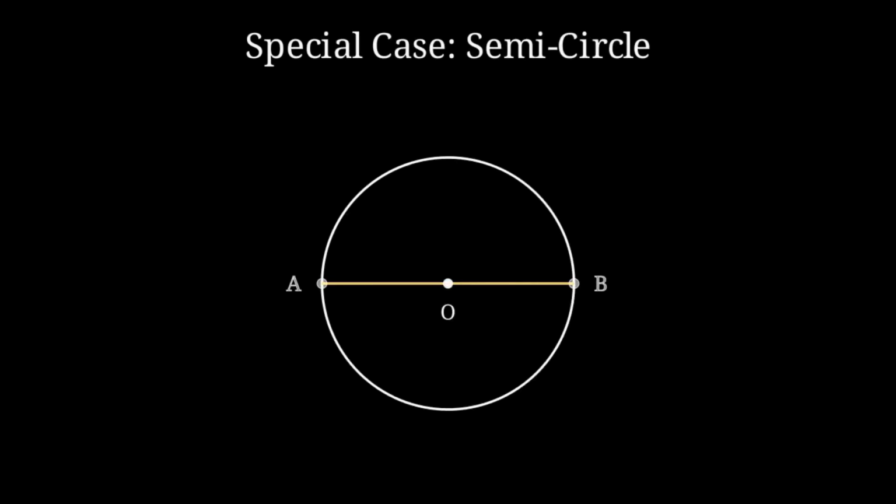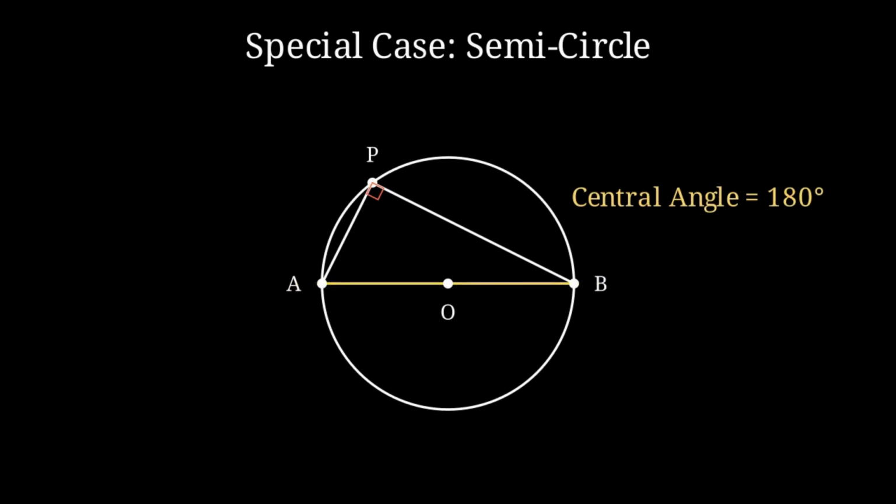Consider a diameter. The central angle is a straight line of 180 degrees. Therefore, any inscribed angle that faces a diameter must be exactly half of that, which is 90 degrees. This creates a right-angled triangle.